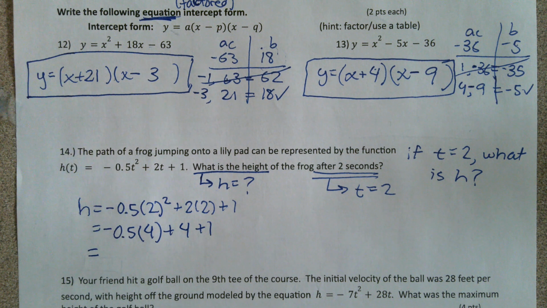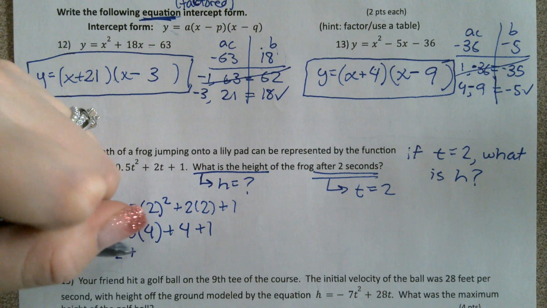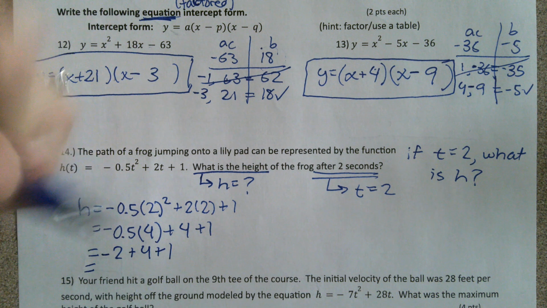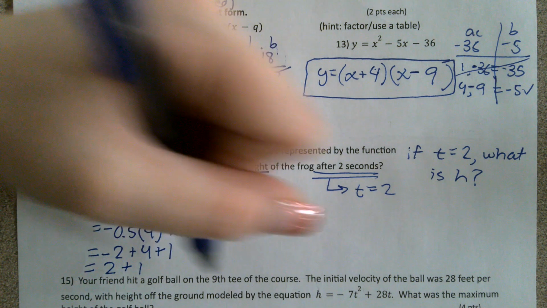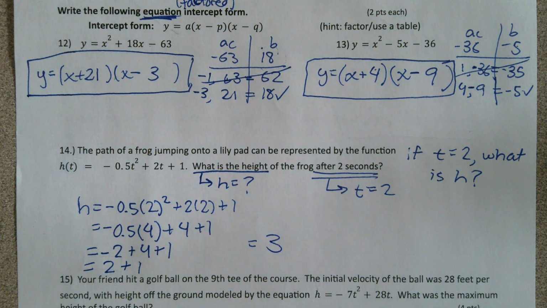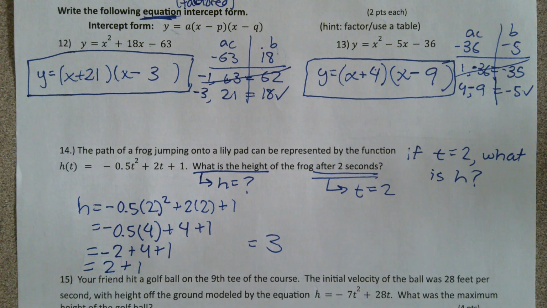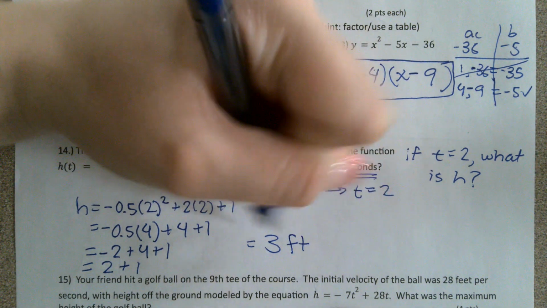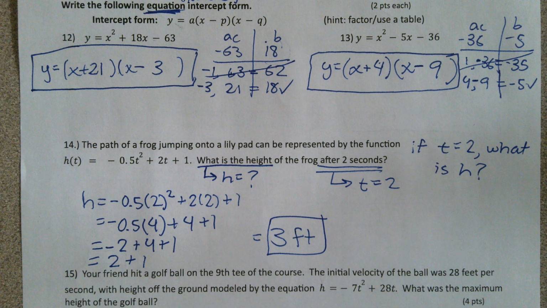You can grab out your calculator for this if you want. 4 times negative 0.5, that's negative 2, plus 4 plus 1. Negative 2 plus 4, that's positive 2, plus 1. That's going to give me 3. And then they don't give us units, but usually we work in feet. So I am assuming here that we're talking about feet. You don't have to include the units. It's not a big deal, but I like to include units. It makes me feel better.